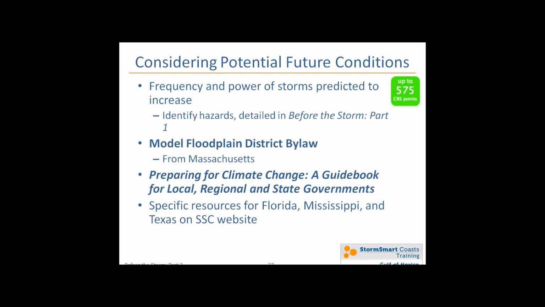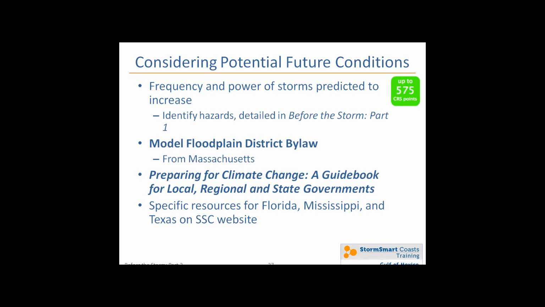Your community may also wish to include accommodations for future coastline changes and the effects of sea level rise. Accommodations may include prohibiting the construction of new buildings in areas likely to be threatened by erosion during their design life. An example of a bylaw incorporating projected sea level rise is the Model Floodplain District bylaw from Massachusetts. Another detailed study on how local governments can best adapt to and respond to climate change is a document from the University of Washington, Preparing for Climate Change, a guidebook for local, regional, and state governments.